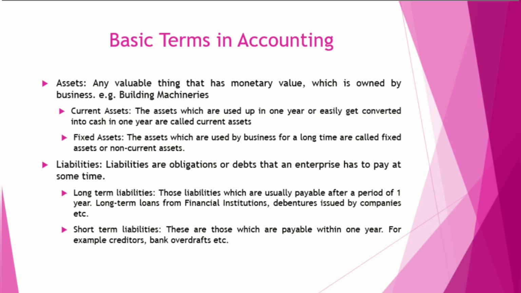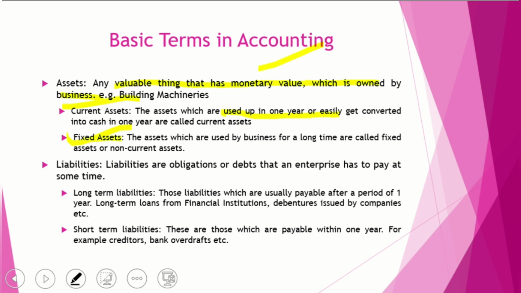Now let us go through the slides and understand the meaning. First, we have assets. Assets are valuable things that have monetary value and are owned by the business. We saw that assets are valuable resources owned by the business, which help in generating income. Assets are of two types: current assets and fixed assets. Current assets are used up within 1 year and then converted into cash, like our debtors, stock, and cash.